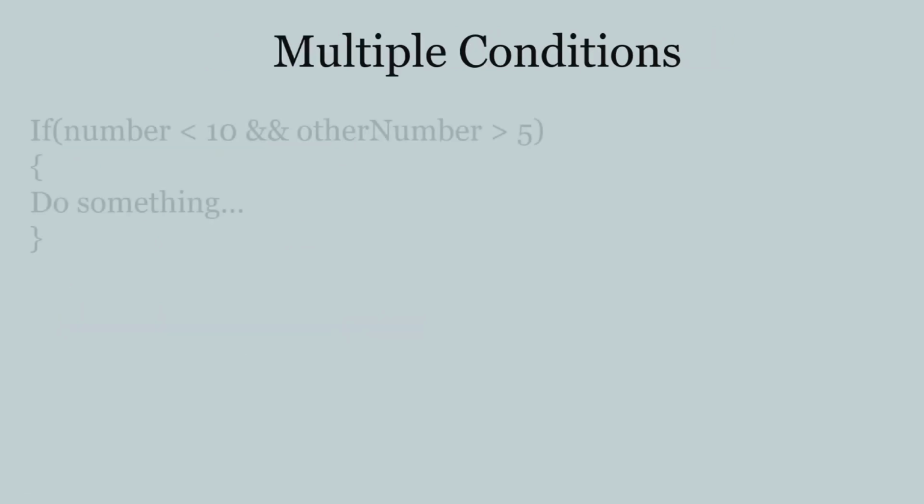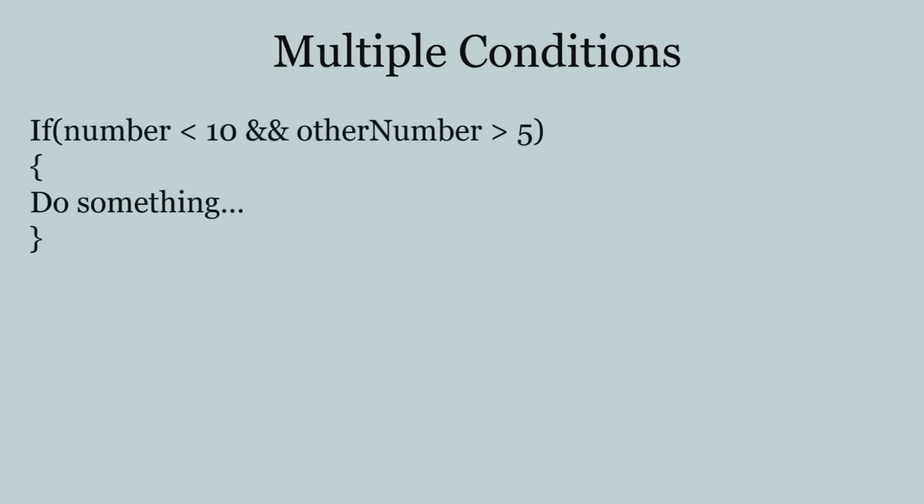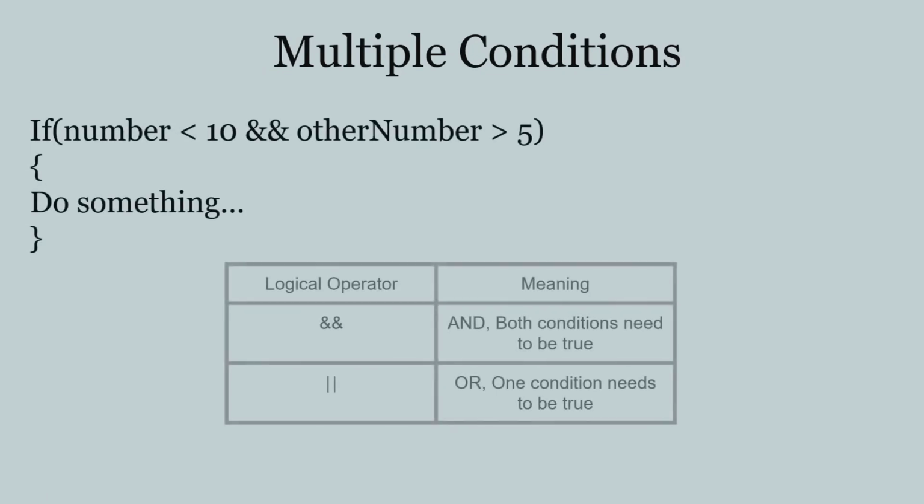You can also add multiple conditions to an if statement. You do this using an AND or an OR logical operator. AND simply means that all conditions have to be evaluated to true in order for it to run the code, and OR means that any of the conditions have to be true in order for the code to run.